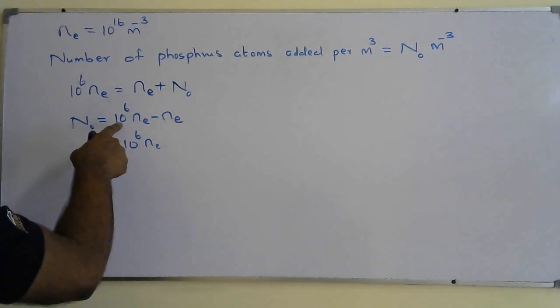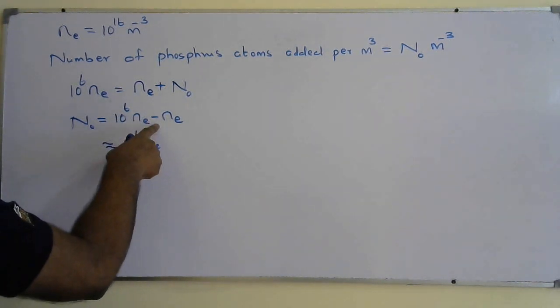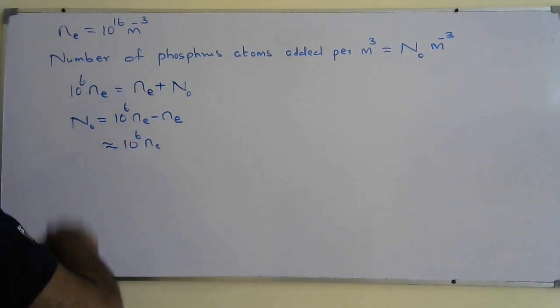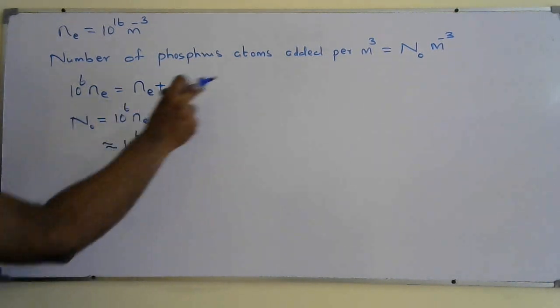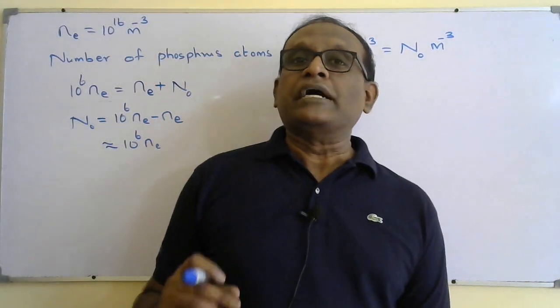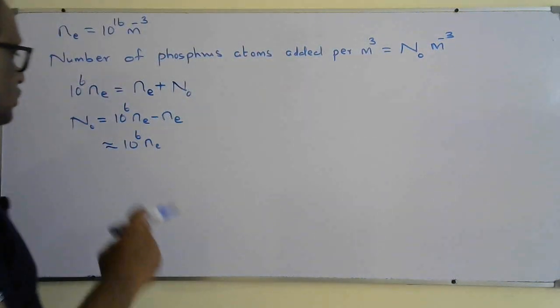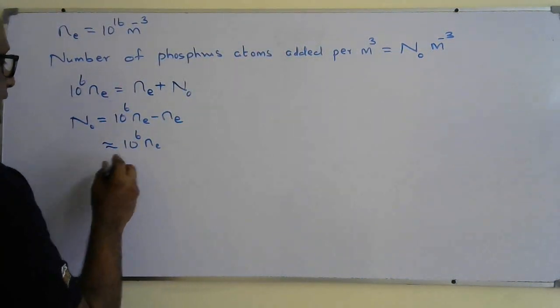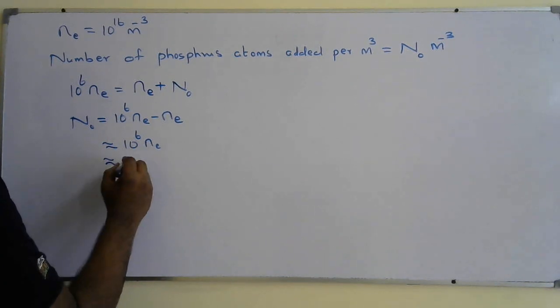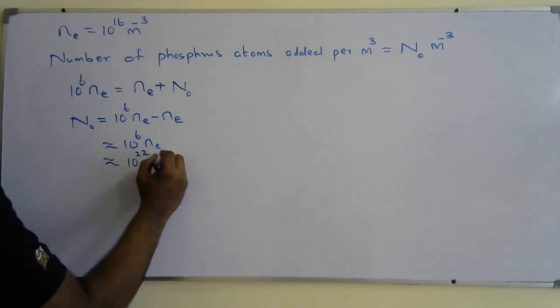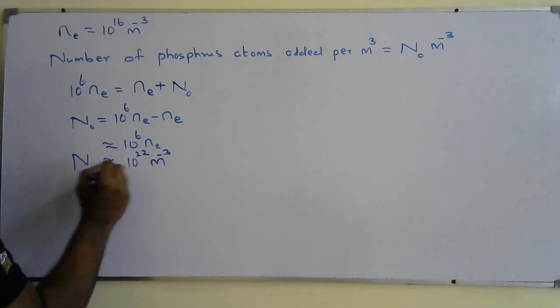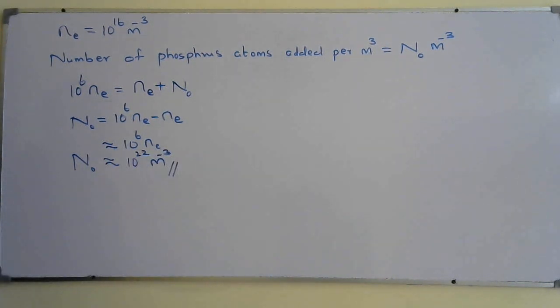If you substitute, this will be 10 to the power 22 minus 10 to the power 16, which is almost 10 to the power 22. It's very small compared to 10 to the power 22. So the number of phosphorus atoms added per meter cube is equal to 10 to the power 6 into Ne, that is Ne is 10 to the power 16, so 10 to the power 22 per meter cube. So we found the number of phosphorus atoms added per meter cube.